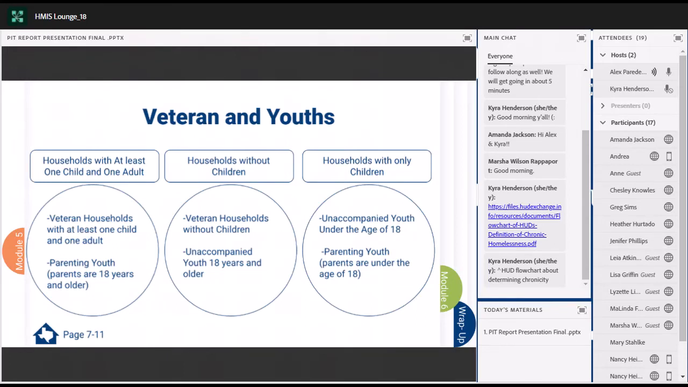So veteran households without children and unaccompanied youth 18 and older are going to overlap with the households without children category. And the unaccompanied youth under the age of 18 and parenting youth, where the parents are under the age of 18, are going to overlap with the households with only children category.